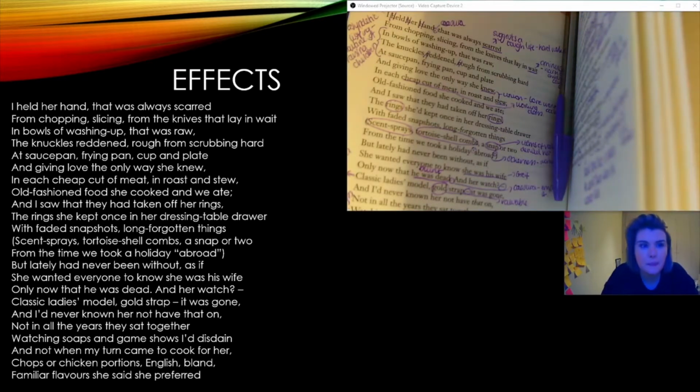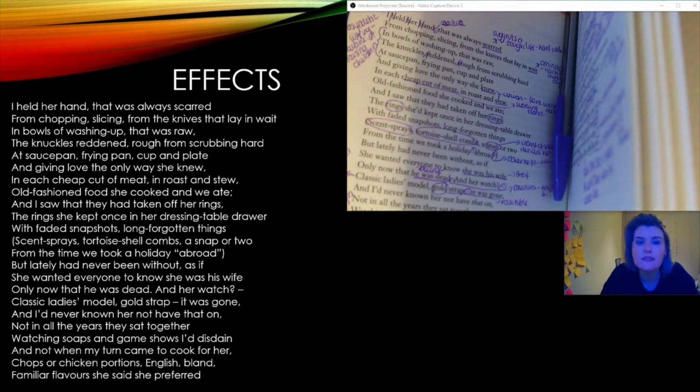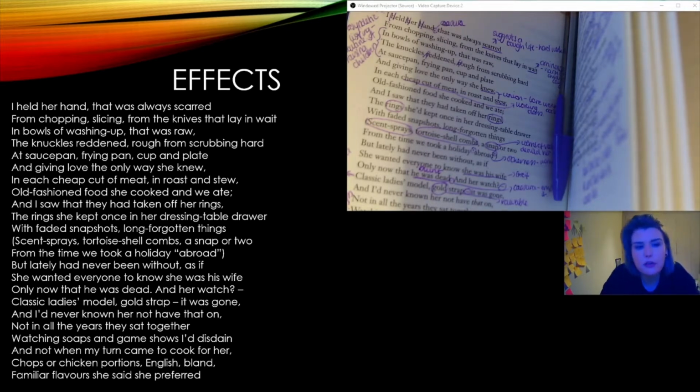Effects. I held her hand that was always scarred from chopping, slicing, from the knives that lay in wait, in bowls of washing up that was raw, the knuckles reddened, rough from scrubbing hard, at saucepan, frying pan, cup and plate, and giving love the only way she knew, in each cheap cut of meat, in roast and stew, old-fashioned food she cooked and we ate.